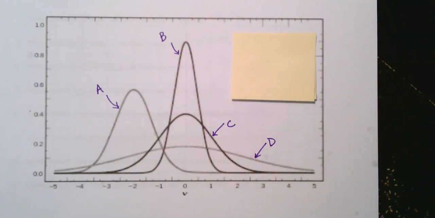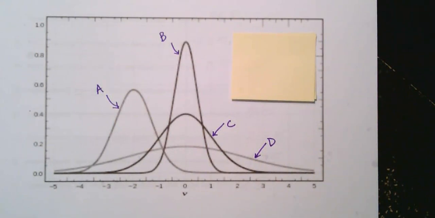Now, standard deviation size, the biggest standard deviation on this would happen for graph D. The size of the standard deviation for D is very wide. That's why it's very spread out. It's sort of flattened that curve. The next largest would be C. The very smallest standard deviation would occur on B because that's the one that is tallest.